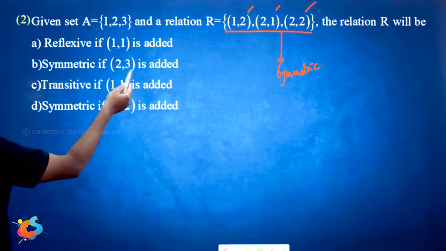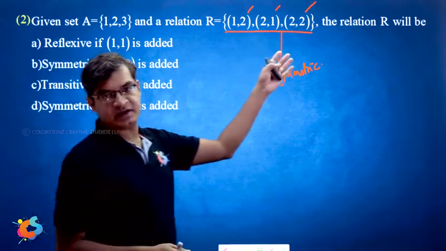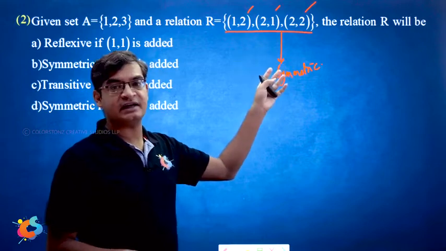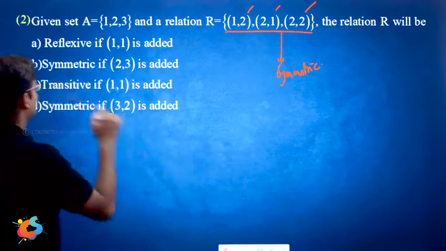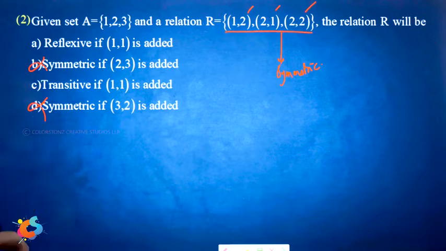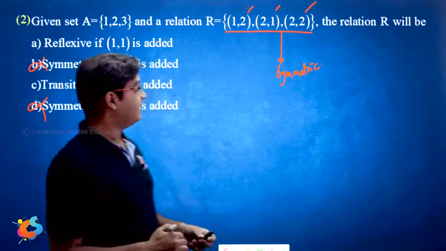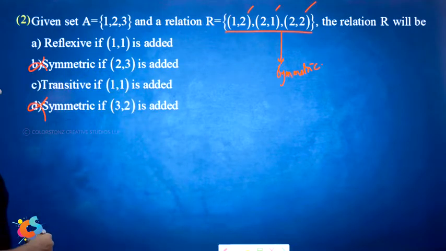Now by adding (2,3), we are disturbing the symmetric, right? It is already a symmetric relation. Now we are disturbing it. So certainly this and this will not be the answer. Correct? Next is reflexive if (1,1) is added.